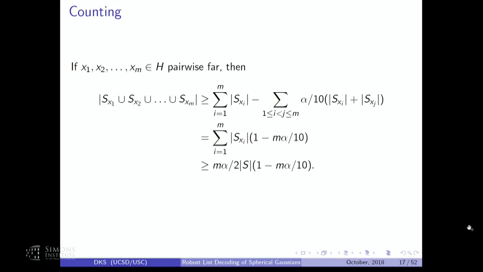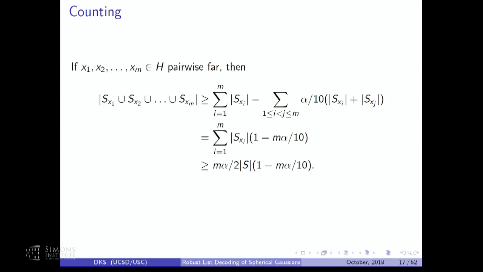So once we have this overlap lemma, there's a pretty simple counting argument. If we have a bunch of points X1 through XM and H that are pairwise separated by this 4 root log 1 over alpha, then what if we look at the size of the union of these sets? Well, by approximate inclusion-exclusion, this is at least the sum of the sizes of the sets minus the sum of the sizes of the pairwise overlaps. And that's, you know, this alpha over 10 size of SXI plus size of SXJ. But now, combining terms, this is going to give us the size of SXI times 1 minus M alpha over 10, or something like that from the overlaps.